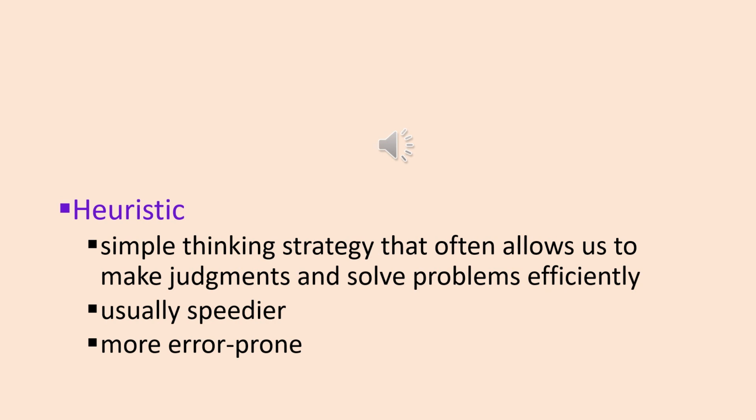A heuristic, on the other hand, is a faster, more simple thinking strategy. It's kind of like an educated guess or hunch that we try to use when making a decision or trying to solve a problem. If you're able to make this educated guess and solve the problem, it will be much faster. However, it is more error prone. The likelihood is unlikely.